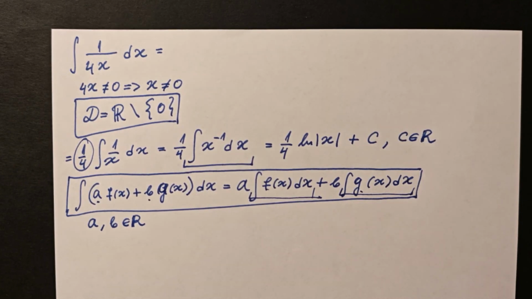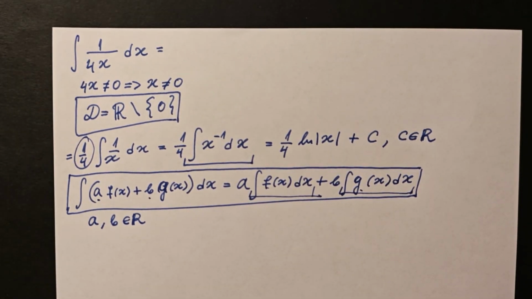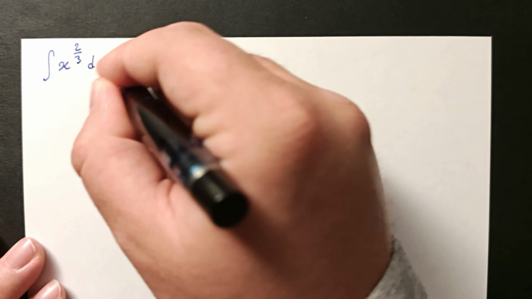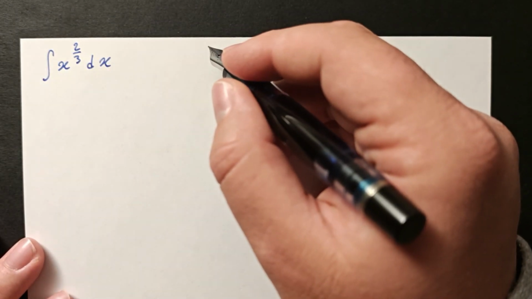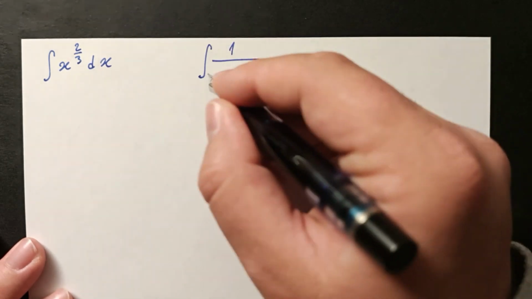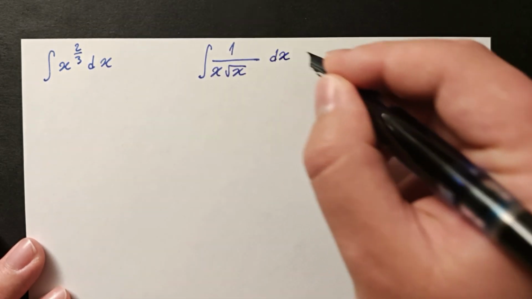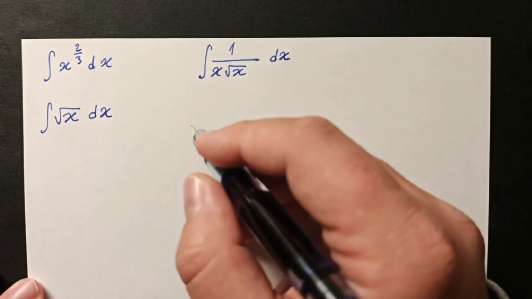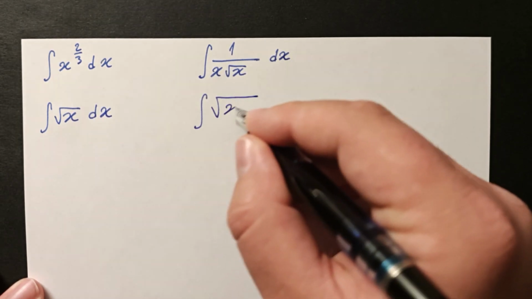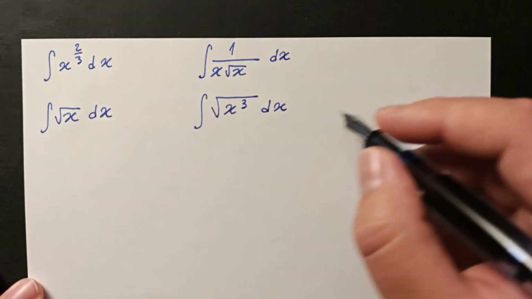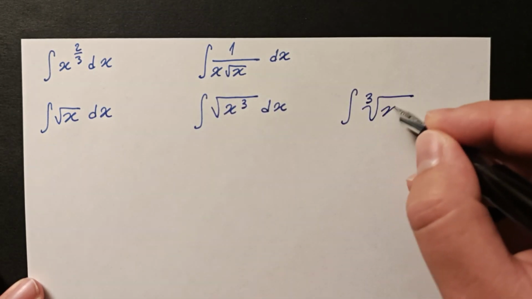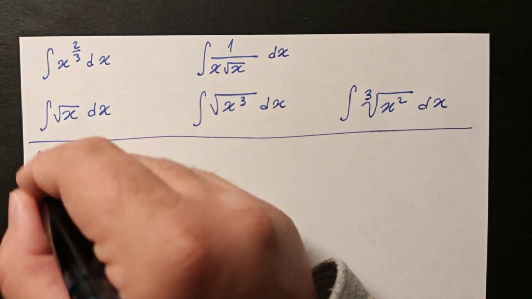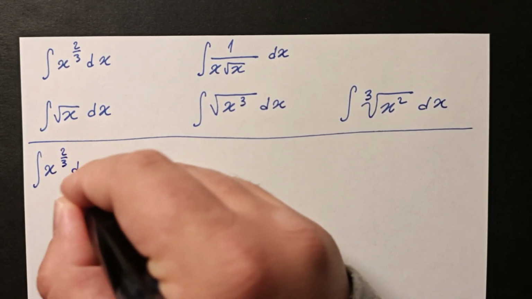Now the question is, what happens with fractional powers? How are we going to solve an integral of x to the power of 2/3 dx? Now we can ask the same question. How do we solve an integral of 1 over x square root of x dx? Or how do we solve an integral of a square root of x dx? There is also a square root of x cubed dx, and finally an integral of the cubic root of x squared dx.